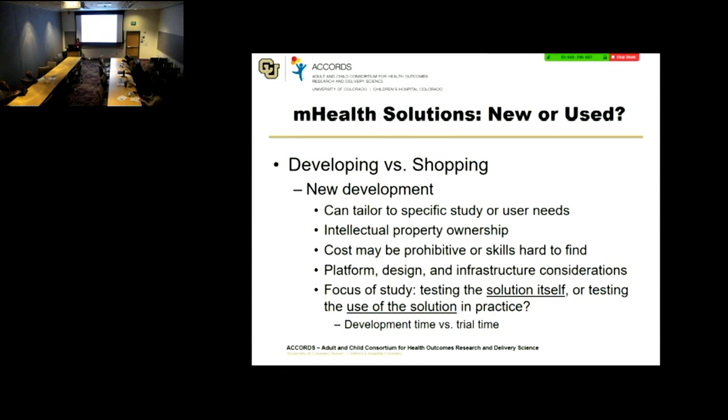You have to consider platform design, infrastructure. You have to consider the multidisciplinary team who's going to actually do the building or who's going to actually program it for you. And again, that focus of the study: are you testing the solution or are you testing the use of the solution? So you want to think about how long it will take to build something versus how long it will take to conduct the health outcomes study, the trial that you're interested in doing.